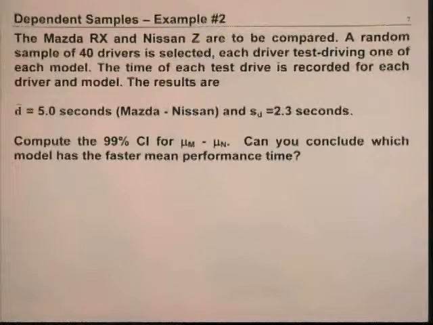How would I remove that dependence? What would I have done differently to make this such that the samples were not dependent? We'll talk about how to analyze independent samples, but how would I have done this in order to have independent samples?